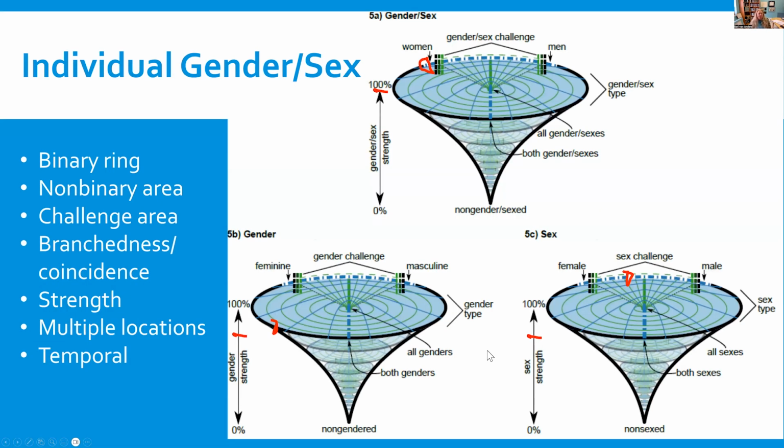So here's an example of individual gender sex. So what we have here, and I'm not sure, can you see my mouse? You can, okay, it's so great you can now these days. So what this is showing is a binary ring, a non-binary area, a challenge area. You can have branchedness and coincidence. There's a strength axis. You can have multiple locations if you want on this, and you can also have temporal differences. And I'll just walk you through this person.